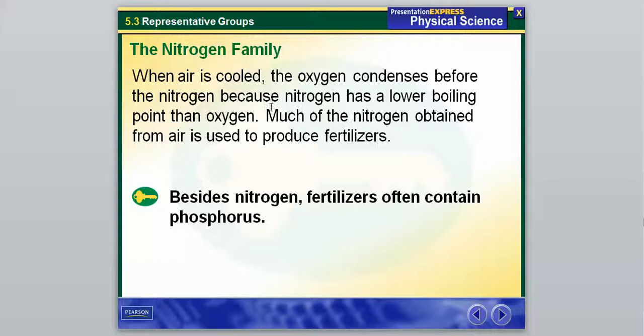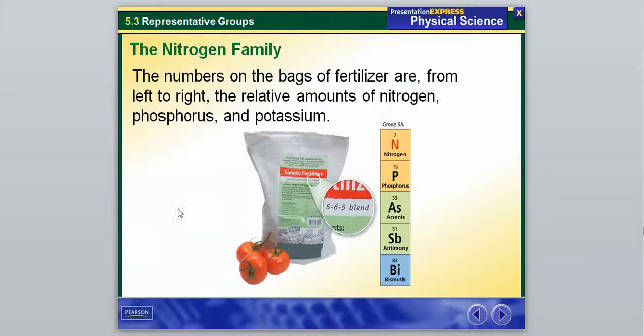make fertilizers. And besides nitrogen, fertilizers often contain phosphorus, which is another nonmetal that is found in the nitrogen family in group 5A. And so the numbers on the bags of fertilizer are, from left to right, the relative amounts of nitrogen, phosphorus, and potassium. So right here, you can see a 5-6-5 blend of nitrogen, phosphorus, and then potassium, which is all the way over in group 1A.